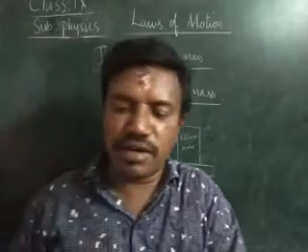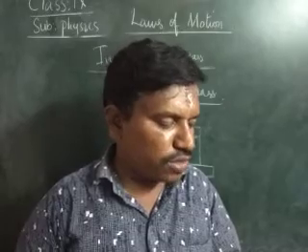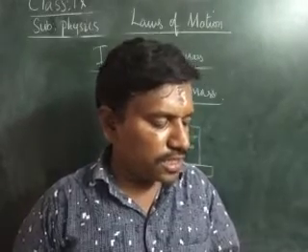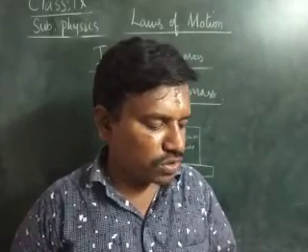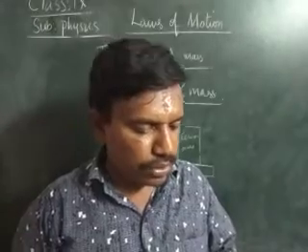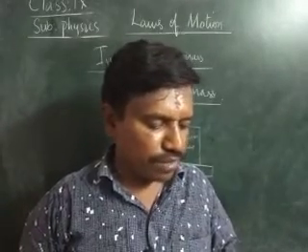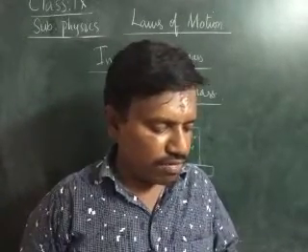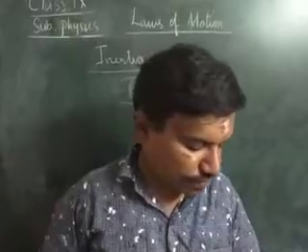And here an example is given. A body of mass m is kept on the horizontal floor and it is pushed in the horizontal direction with a force of 10 newtons continuously, so that it moves steadily. Draw a free body diagram. What is the value of friction, he is asking.